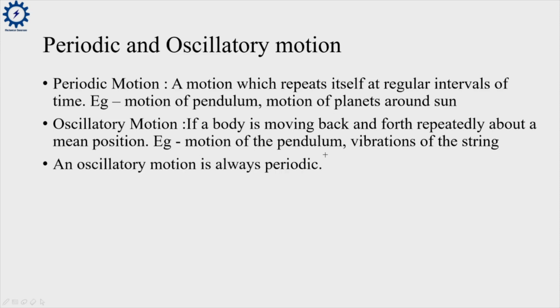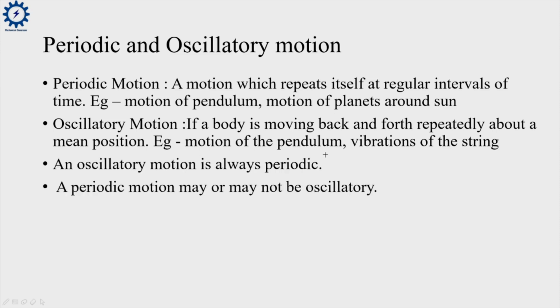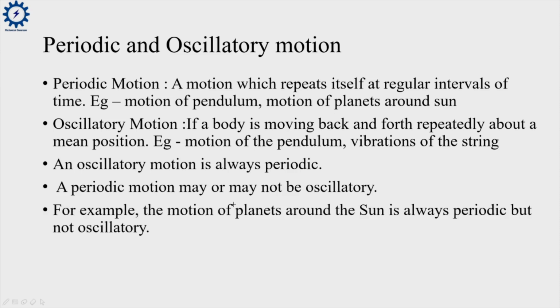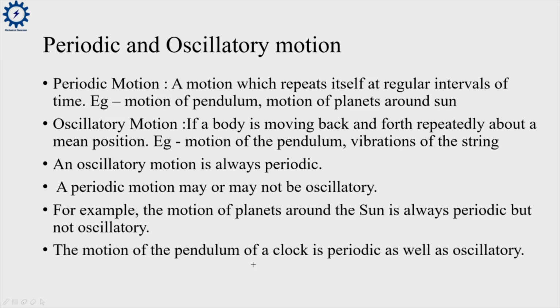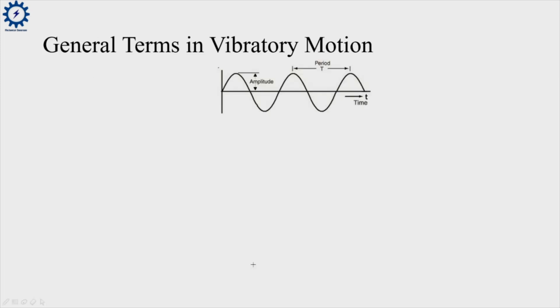An oscillatory motion is always periodic. A periodic motion may or may not be oscillatory. For example, the motion of planets around the sun is always periodic, but it is not oscillatory. The motion of the pendulum of a clock is periodic as well as oscillatory.